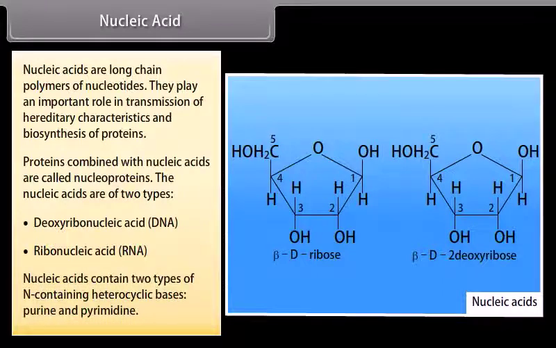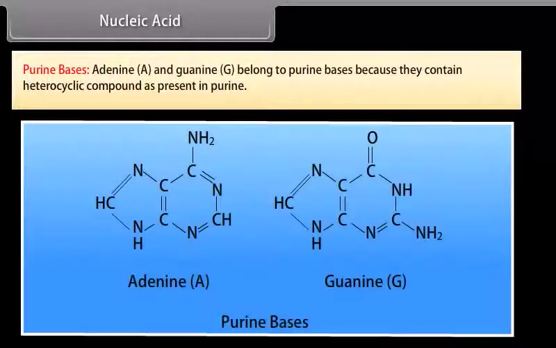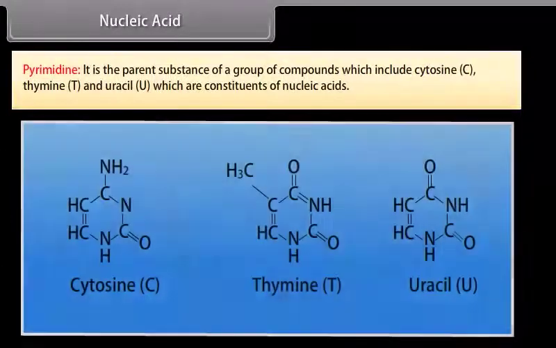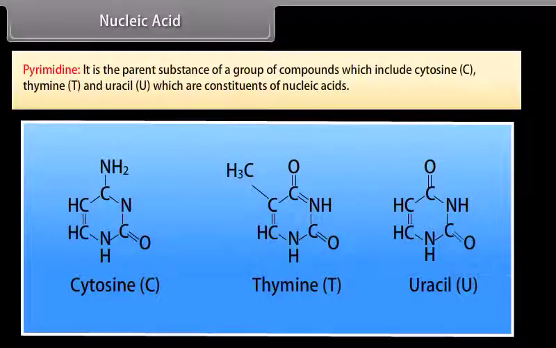Nucleic acids contain two types of N-containing heterocyclic bases, purine and pyrimidine. Purine bases. Adenine and guanine belong to purine bases because they contain heterocyclic compound as present in purine. Pyrimidine. It is the parent substance of a group of compounds which include cytosine, thiamine, and uracil, which are constituents of nucleic acids.